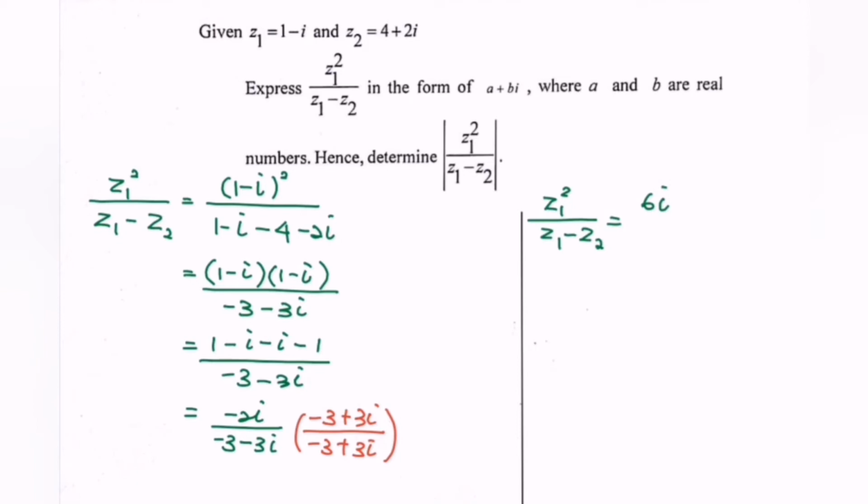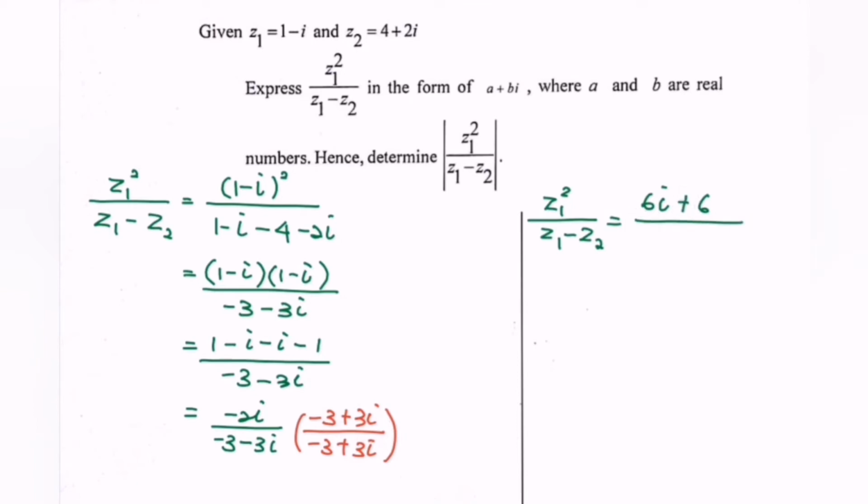Next, we multiply the negative 2i with the 3i. So we will have negative 6 multiplied with i squared. As we all know, i squared is equal to negative 1. So here we will have a positive 6 over.